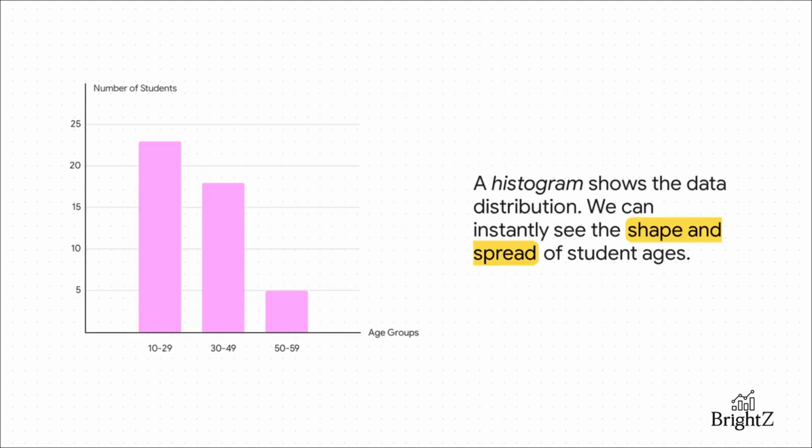But now, look what happens when we visualize that same data. We take that boring table and turn it into a simple histogram. Instantly, right away, you get a feel for the shape of the data. You can see the whole distribution of ages in our classroom. We can see exactly where most students are clustered just at a glance.